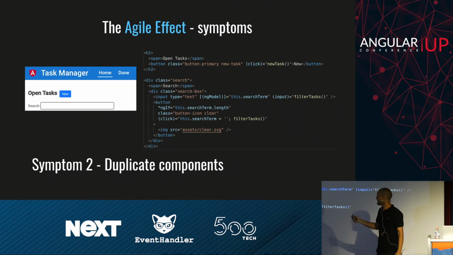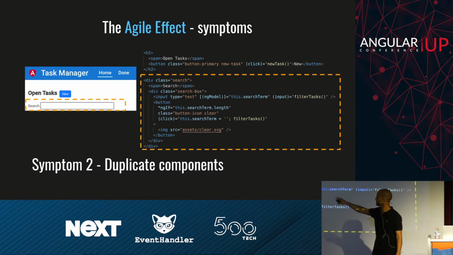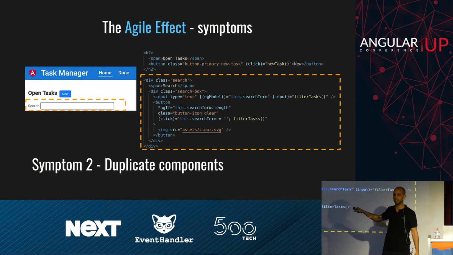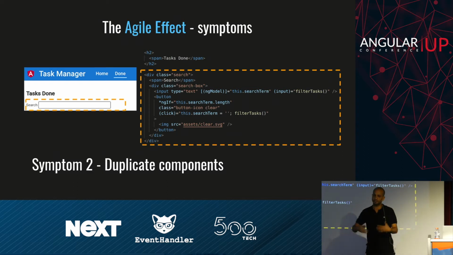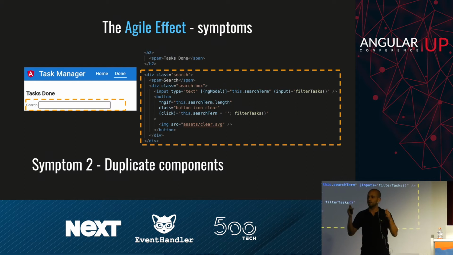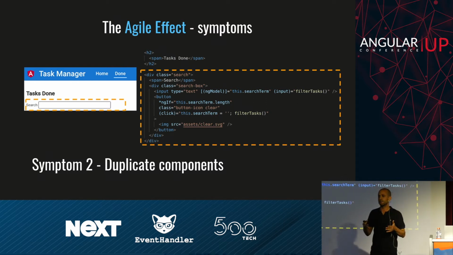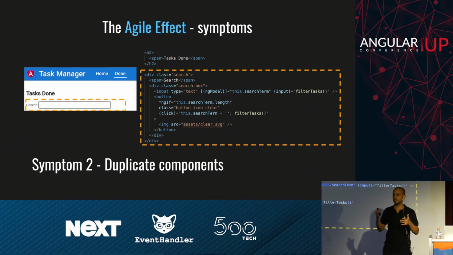So the next symptom is duplicate components. If you look at the homepage code, you will see that the search component is not really a component. It's embedded into the homepage code. And the same thing happened to me when I built this app in the Done page. And that happens also in real applications. And why is that? Because we work on one page and we see only that. And when we do that, we're not always sure which of the parts we will need to refactor for reuse.